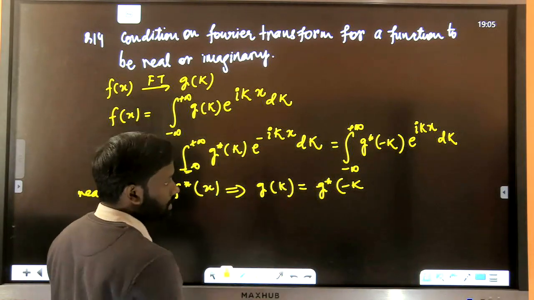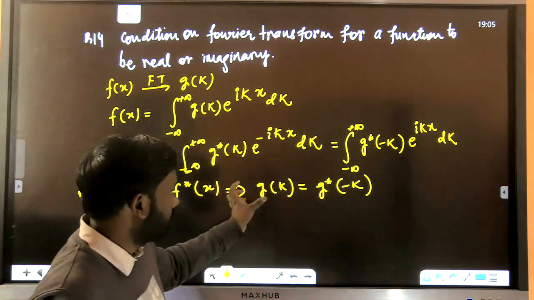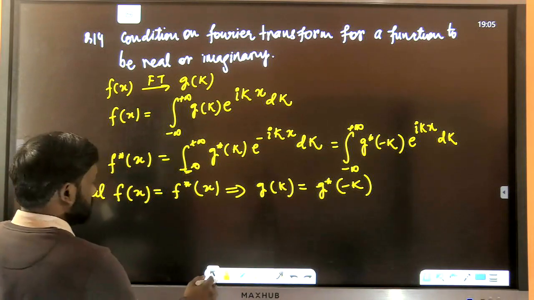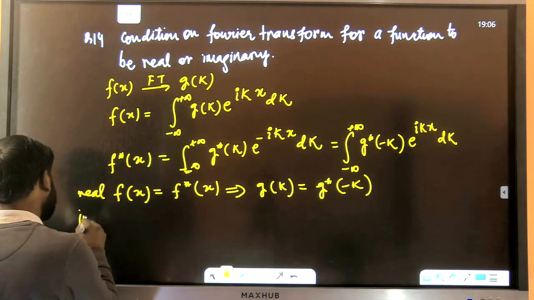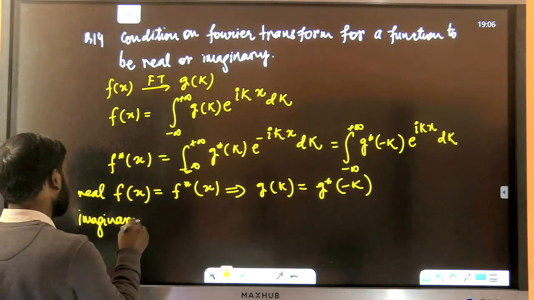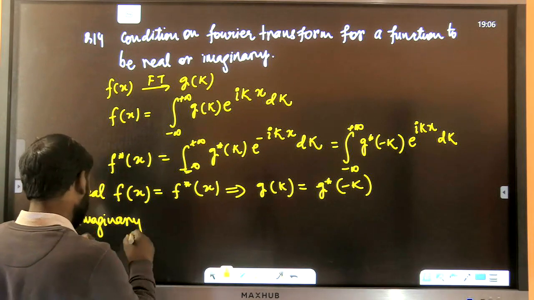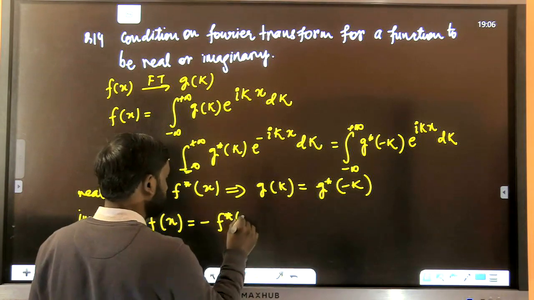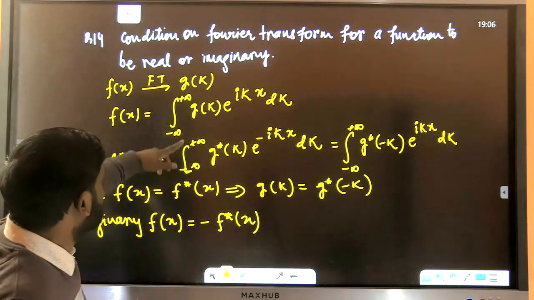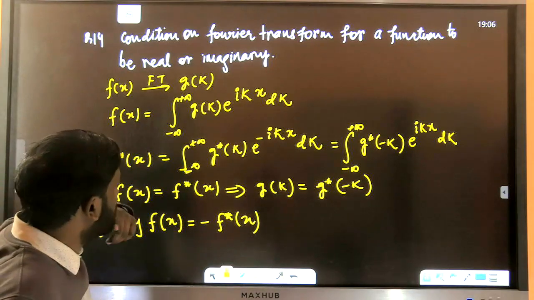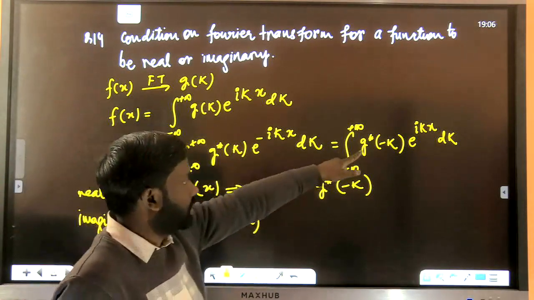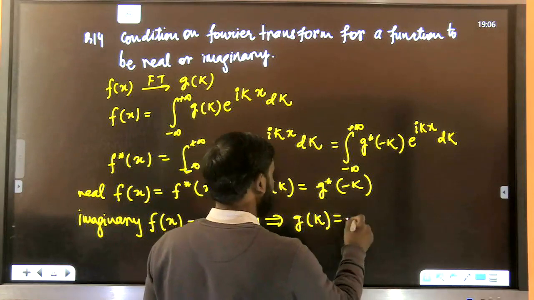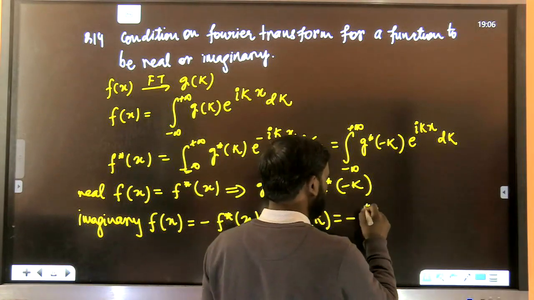Okay, so something of this kind, one option of similar type was given. Now this is one thing, and if it is imaginary, you get f of x is equal to minus f star of x. So in that case, if you equate the two, f of x you put here, and f star of x you put from here, you will get g of k is equal to minus g star of minus k.